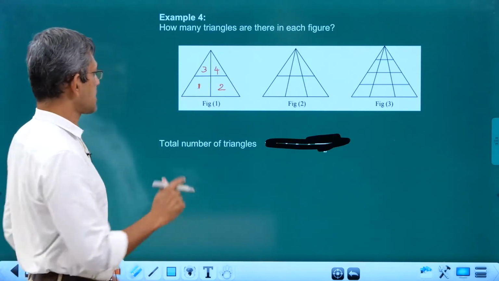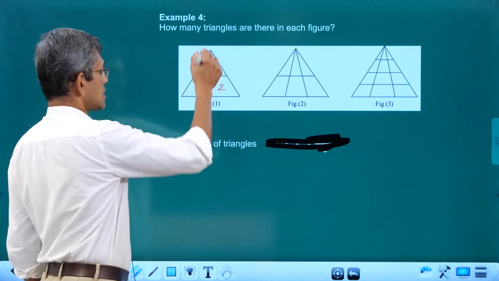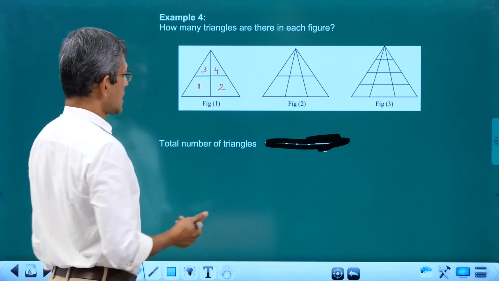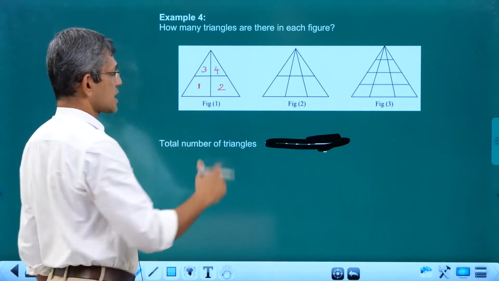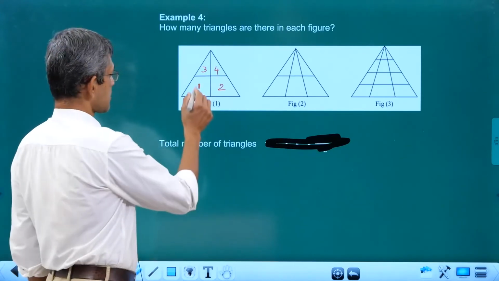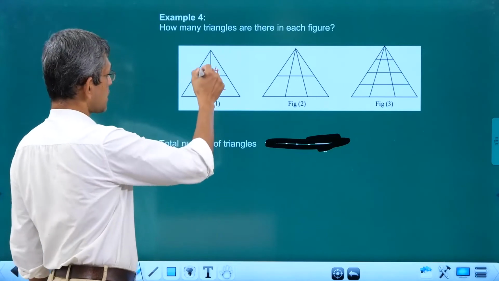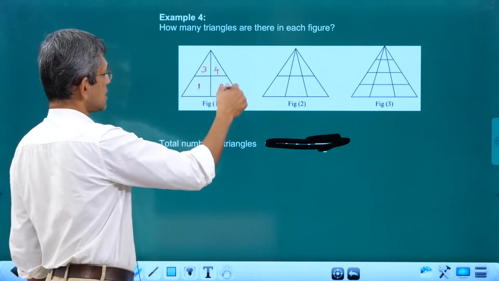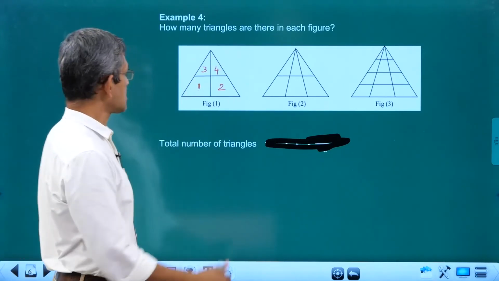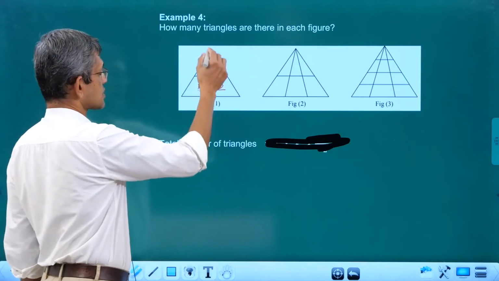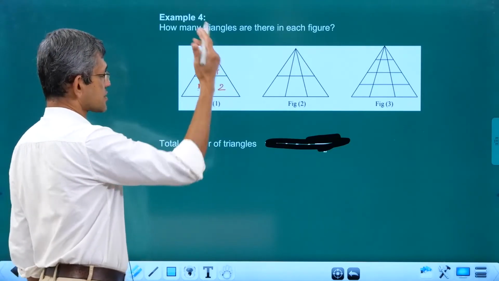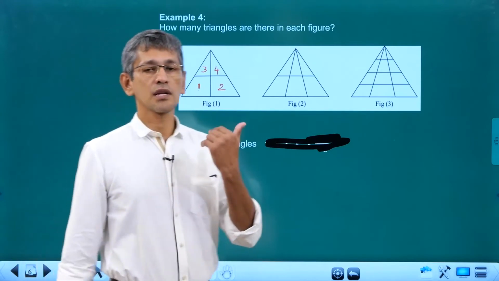But at the same time, 1 and 3 together, it's a triangle. And in the same way, 2 and 4 together, that's a triangle. Same way, 1 and 2 together, it's not a triangle. But if you take 1, 2 along with 3 and 4, that's a triangle. At the same time, 3 alone is a triangle, 4 alone is a triangle, and 3 and 4 together is a triangle as well. So how many triangles do we have?